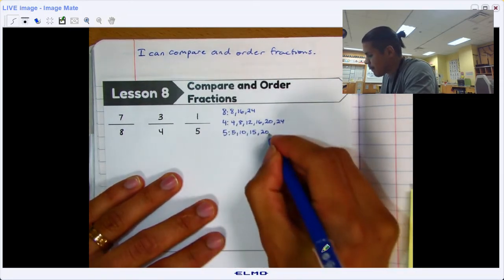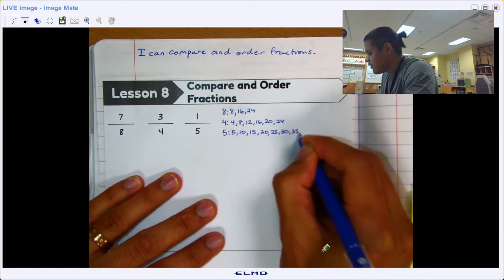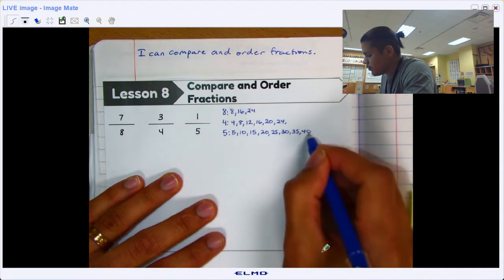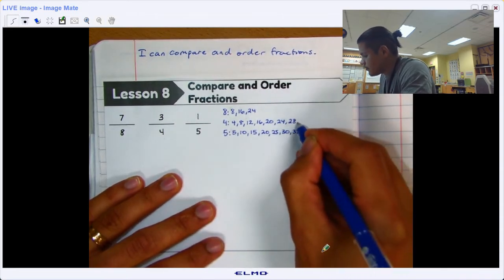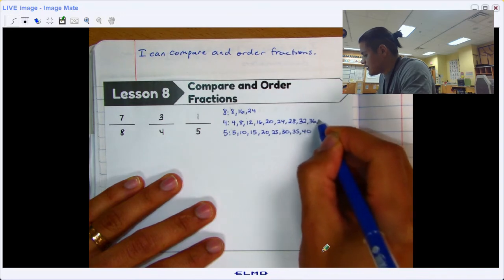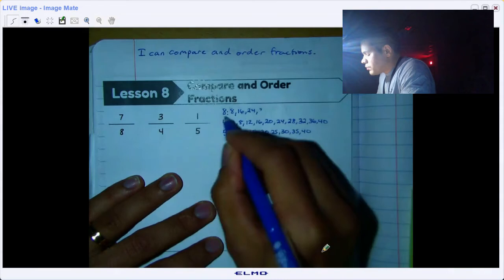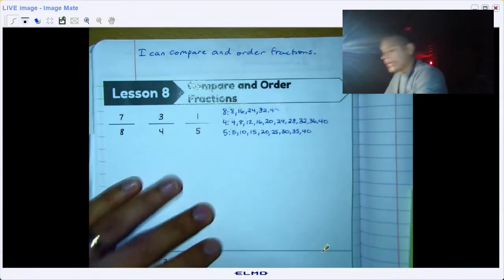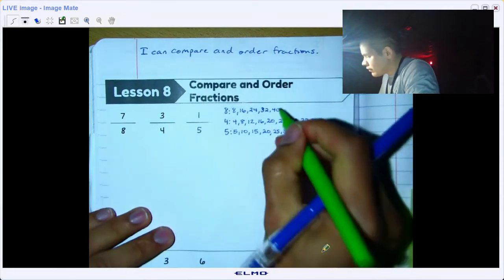So I have to keep going. 25, 30, 35, and 40. Let's keep going. So 24, 40, I know 4 times 10 will get me to 40. So let's keep going until I get to 40. 28, 32, 36, and 40. Multiples of 8: 24, 32, and 40. Okay, so my common multiple is going to be 40.